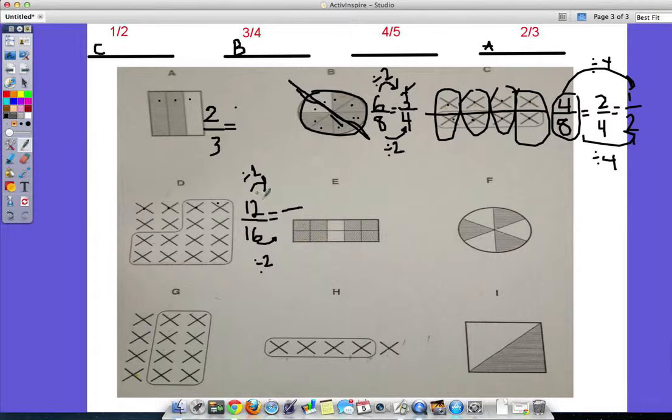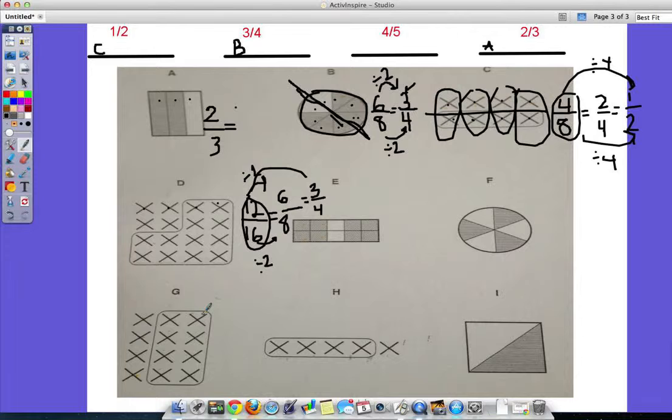And you would get 6 out of 8. Once again, they're both even, so you can even further divide by 2, and you would get 3 out of 4. Now, you could have gone straight to that if you recognized, oh, both 12 and 6 were divisible by 4. 12 divided by 4 would have gotten you to 3, and 16 divided by 4 would have gotten you to 4.